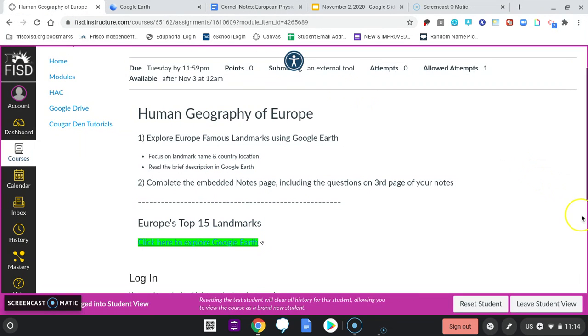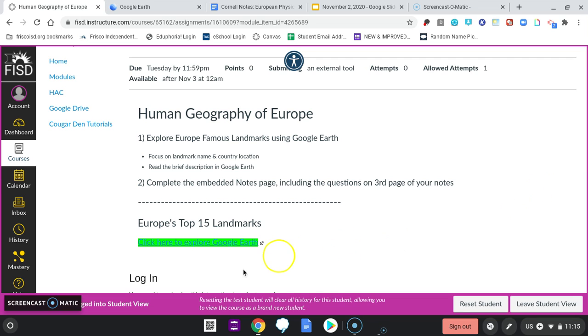Then the next thing you needed to do is to go over to Canvas and once again go into modules, and we are in Unit 4, Week 1, but we're looking at the human geography of Europe. You're going to be exploring some famous landmarks using Google Earth, which is a really cool tool. You'll be focusing on the landmark's name and the country's location. Read the brief description in Google Earth. You're going to complete the notes, including the questions on the third page of your notes.